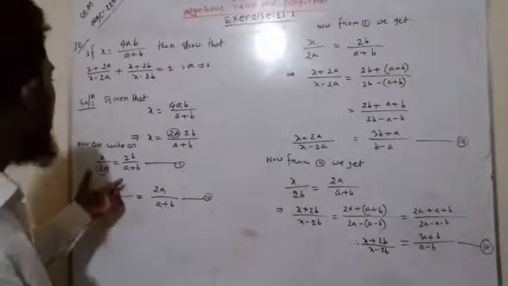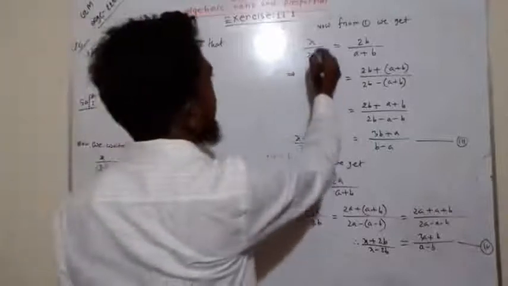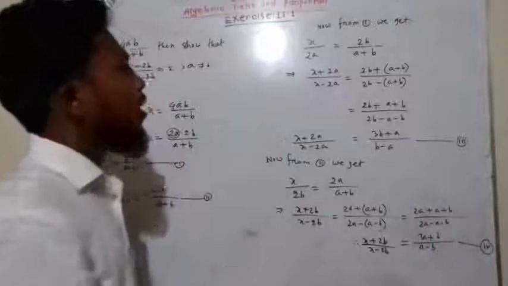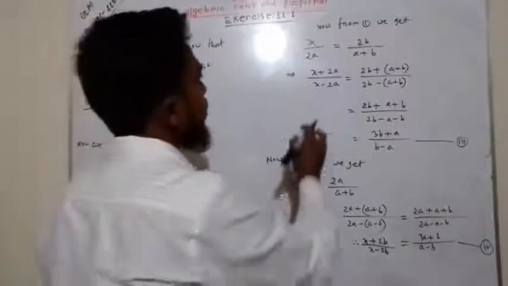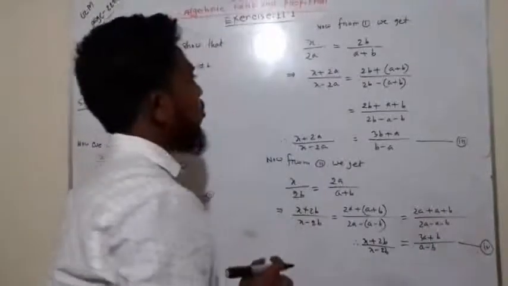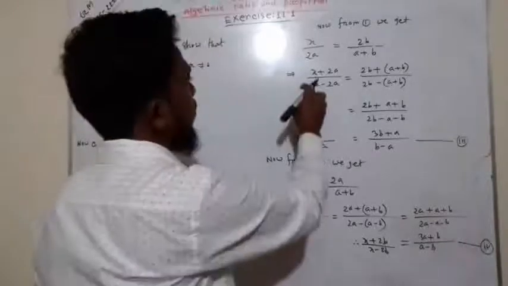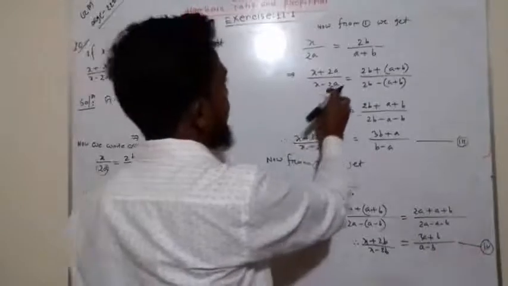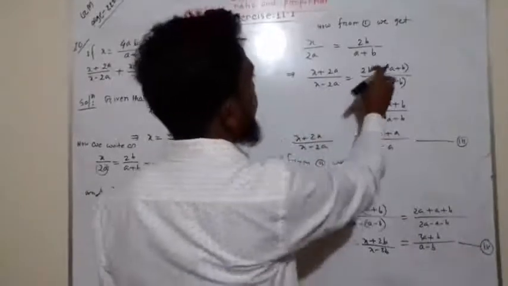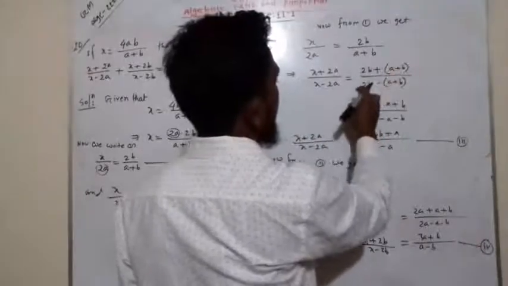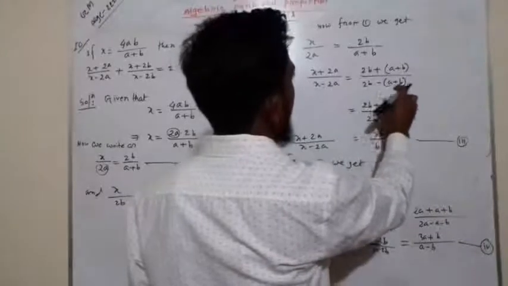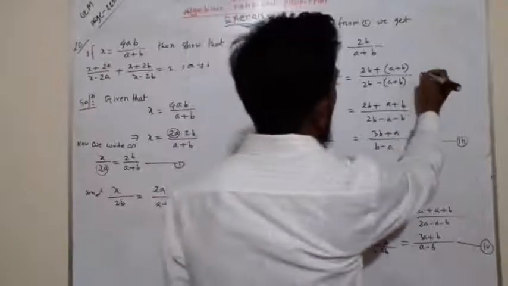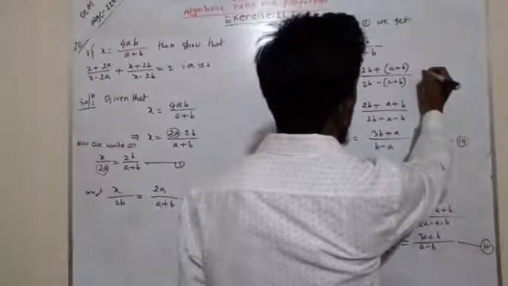Now from equation 1 we get x/2a = 2b/(a+b). Now we apply the law of componendo and dividendo. Here (x + 2a)/(x - 2a) equal to (2b + a + b)/(2b - a - b). Here we are applying this law of componendo and dividendo.